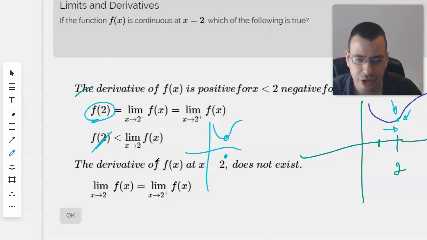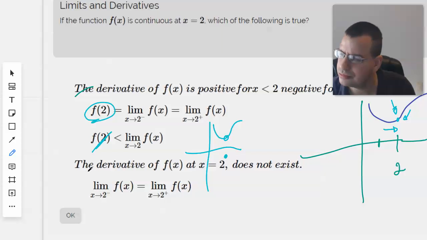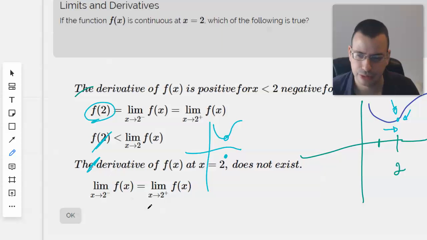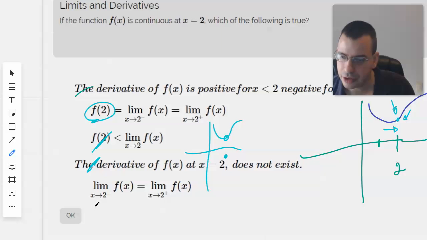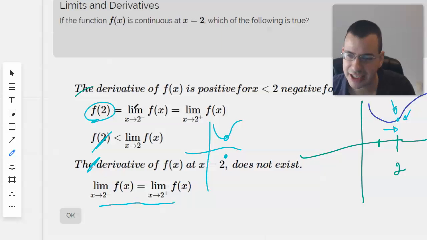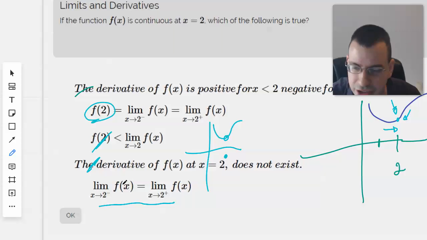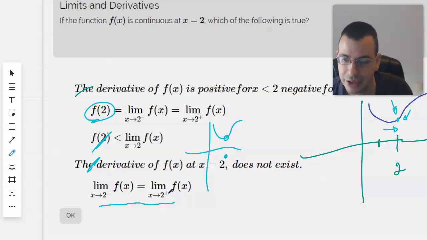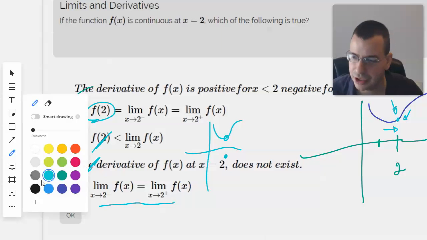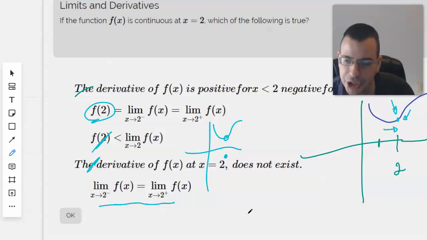Derivative of f of x at 2 does not exist. Nope. If it's continuous, it's probably even more likely to have the derivative exist. And then this says this is the exact same as up here. So limit of f of x as x approaches 2 minus. Okay. This one's kind of interesting. So this portion, x approaches 2 from the negative side of f of x equals limit as x approaches 2 plus of f of x.